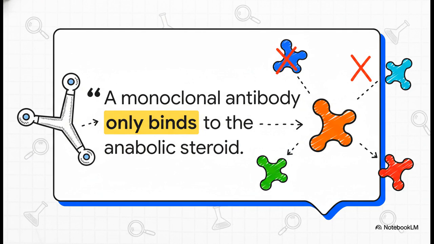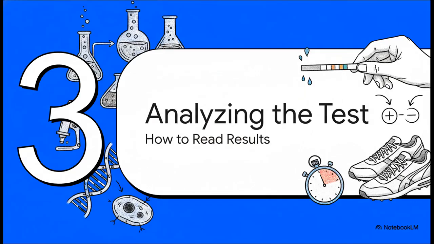Now this next point is absolutely critical to understanding how these tests work. What makes the monoclonal antibody so special? The mark scheme couldn't be clearer. It is all about specificity. A monoclonal antibody will only bind to 1 single target. It's like a key that only fits 1 lock. In this case, that lock is the anabolic steroid, and the antibody will ignore everything else floating around in the urine.